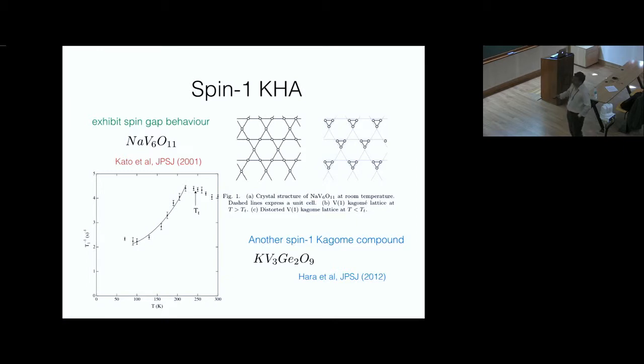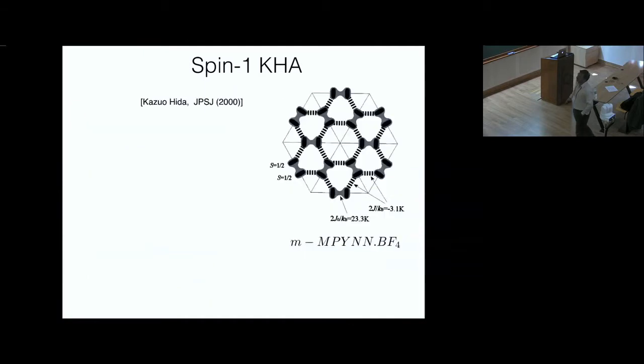And there is even a transition as a function of temperature from regular Kagome to a trimerized Kagome. But I think this system is a little more complicated than just the lattice geometry. So motivated by this organic salt, Hida basically went on to do the first systematic studies on the spin-1 Kagome problem.